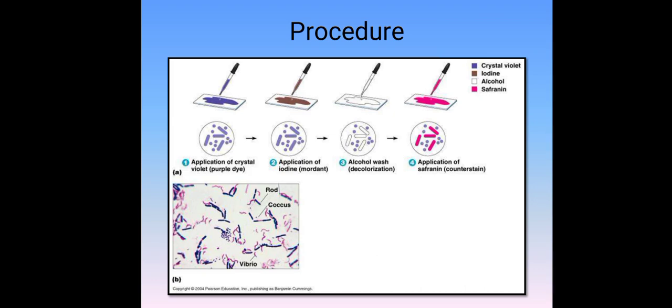Now again, after the decolorization, we apply a counter stain or the secondary stain to color the decolorized cells, that is the application of safranin or the basic fuchsin. As the Gram positive bacterial cells are already colored with the crystal violet, they do not get colored. So the decolorized cells, that is the Gram negative cells, get colored due to the safranin.